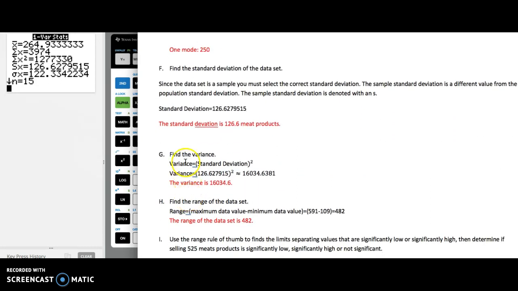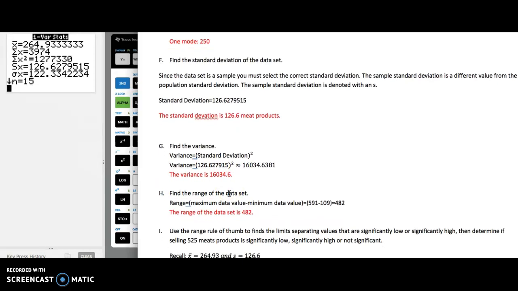Find the variance. Well, to find the variance, you simply take the standard deviation, which we found here, 126.6279515. You take that number and you raise it to the second power, or you square it. So when you do that, you get 16,034.6. So this is your variance. Find the range. Well, you take the maximum data value in your set, subtract off the minimum data value. So 591 minus 109. The range of the data set is 482.